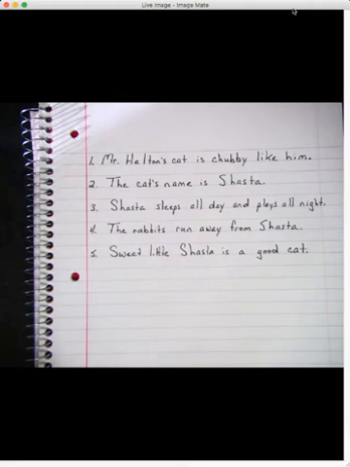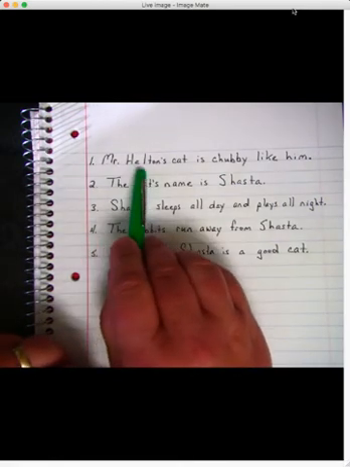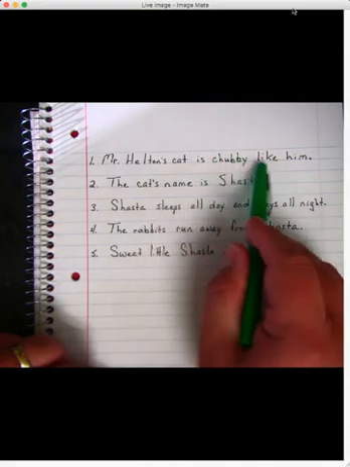So I've written 5 sentences about my cat named Shasta. And we're going to look at these 5 sentences and divide them between the subject and the predicate. And then our focus today is on the simple subject and the complete subject. So let's look at this first sentence here. Mr. Helton's cat is chubby like him.